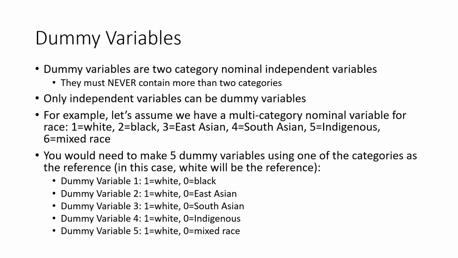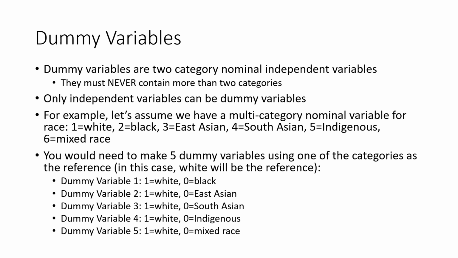So it doesn't make sense. It's not practicable. So when you do have a multi-category variable, what you need to do is take that variable and manually convert it into a series of dummy variables. And I've given an example here on the slide of what you can do.